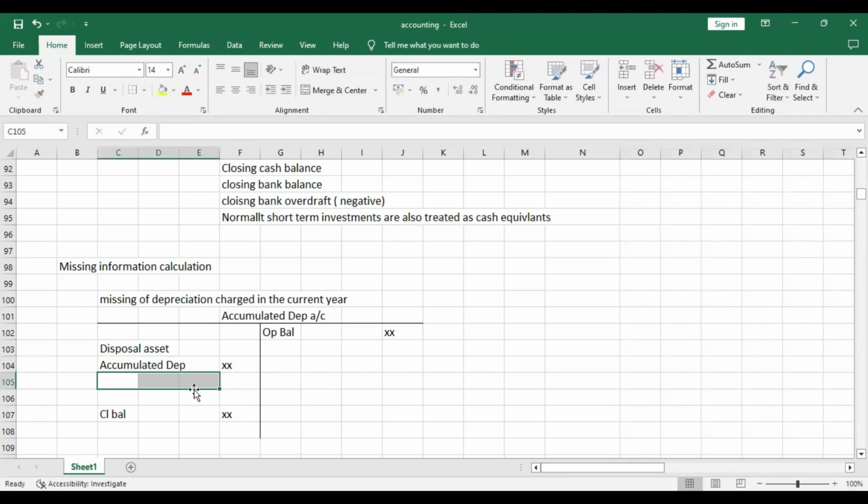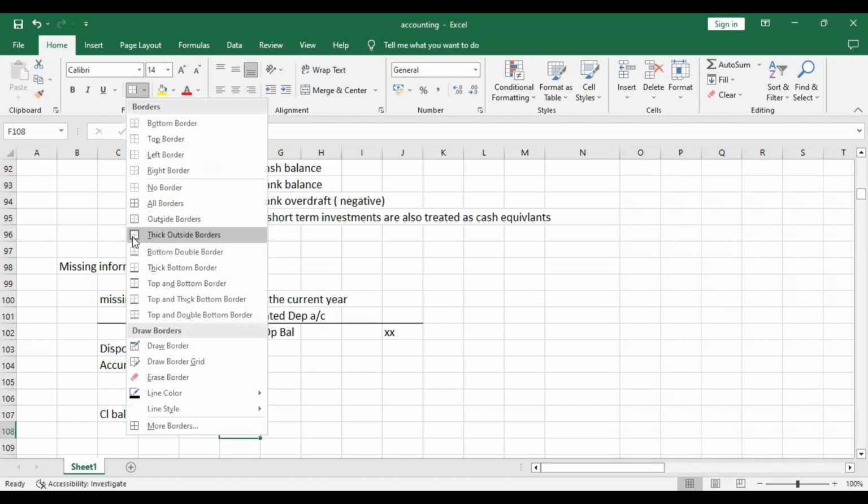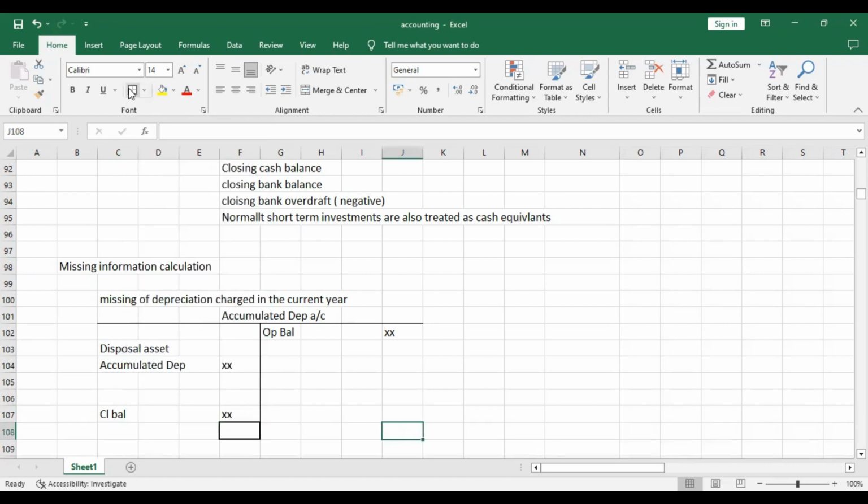Then whatever the closing balance you find in the credit side. So you have the opening balance, you have the closing balance, you have reversed the accumulated depreciation on the disposed asset. Then you can find some balance on the credit side. That balance is called as depreciation charge to the P&L account. So this is a balancing figure.